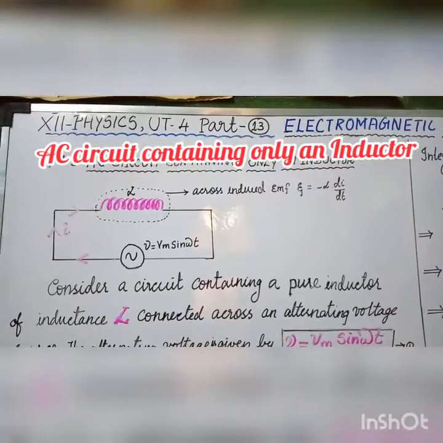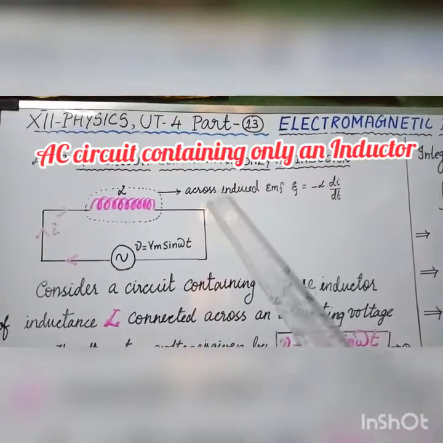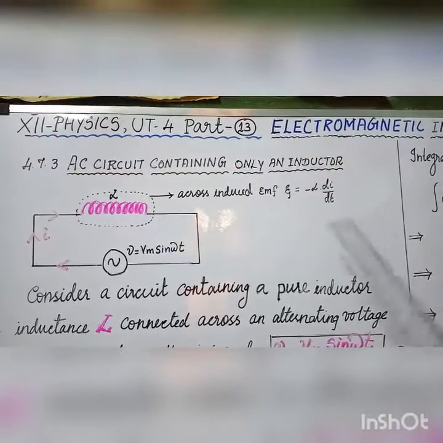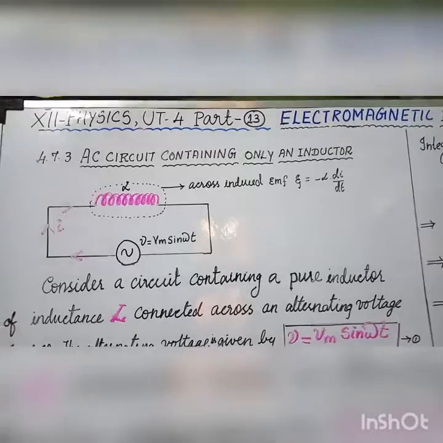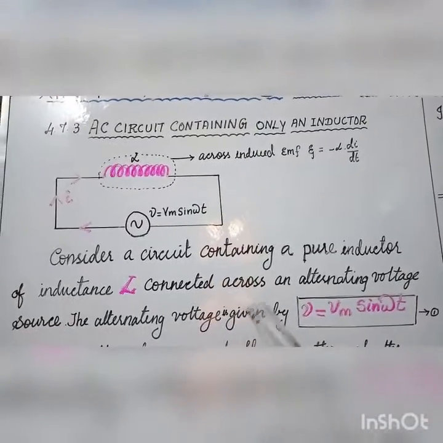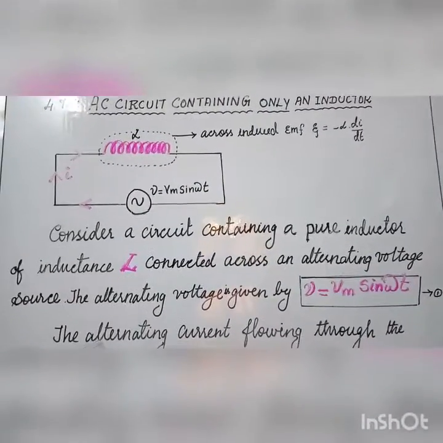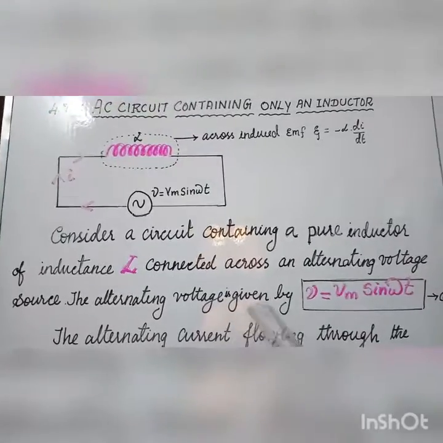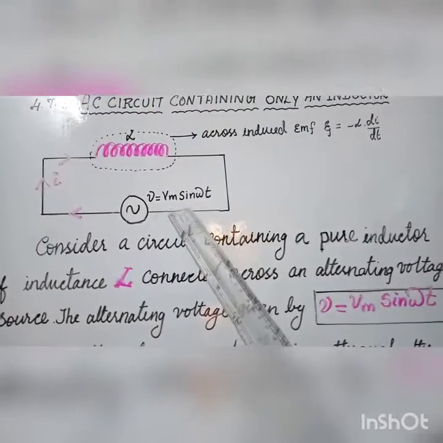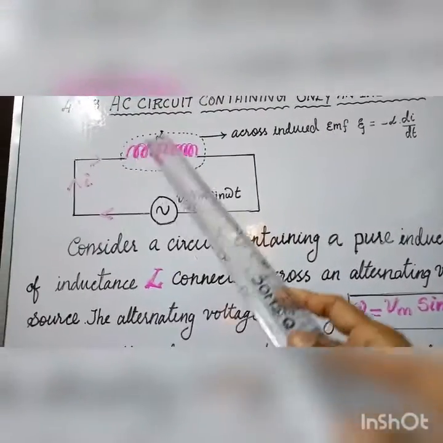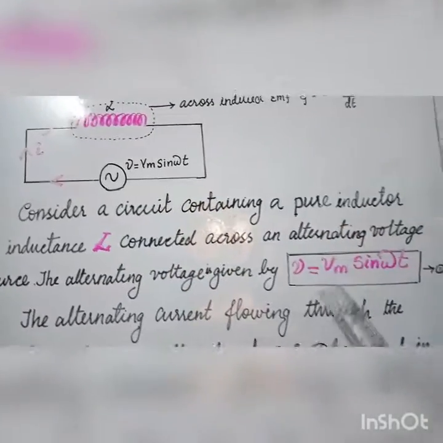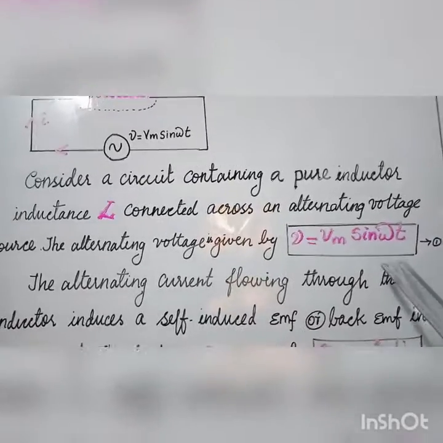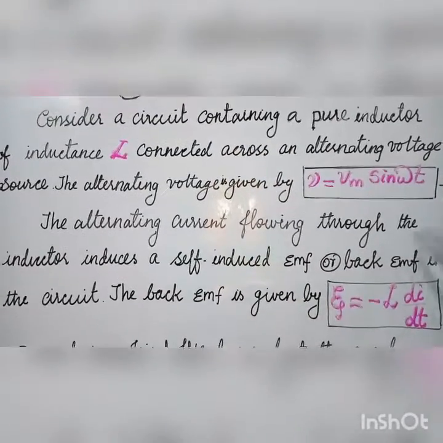Good morning, students. Today's class is on an AC circuit containing only an inductor. Consider a circuit containing a pure inductor of inductance L connected across an alternating voltage source. The alternating voltage is given by V equals Vm sin omega t. That is equation number 1.